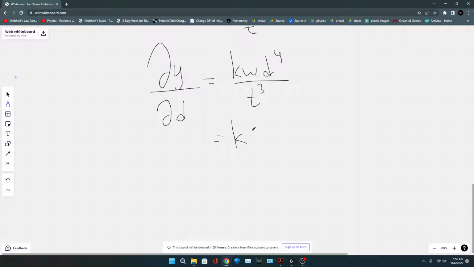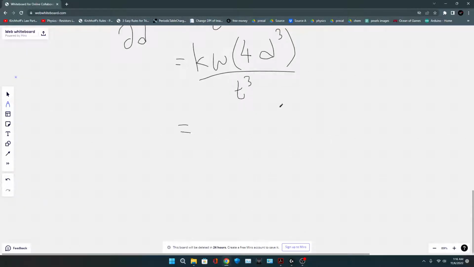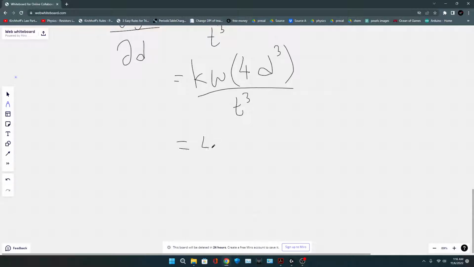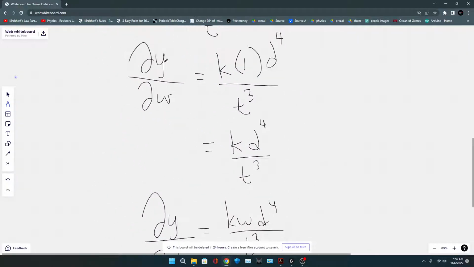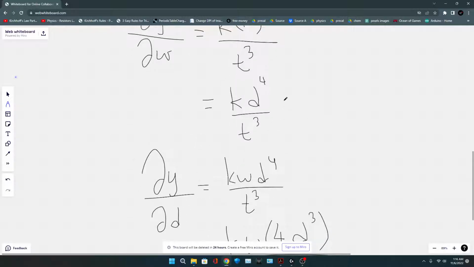So k tulis balik w, and then d to the power 4 differentiate what? 4d cube divided with t cube. Okay, lepas tu susun lah. So dapatlah 4kw d cube divided with t cube. Okay, dah. Sekarang kita dah dapat delta y over delta w, delta y over delta d.